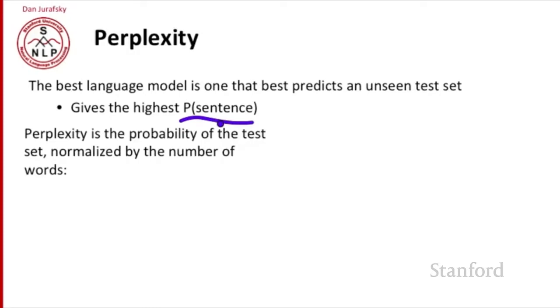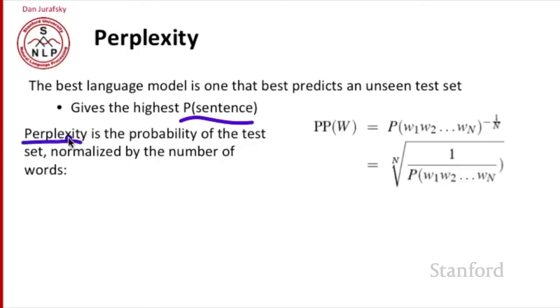Now, the perplexity, this new metric that we're going to be using, is the probability of the test set normalized by the number of words. So let's say our test set is a long sentence, n words long. We'll take this n-word sentence, take its probability, and take the 1 over nth, the nth root, and we'll take the inverse of it. So it's a way of normalizing for the length, because obviously, the longer the sentence, the less probable it's going to be. So we want some normalizing factor so we can compare test sets of different length.